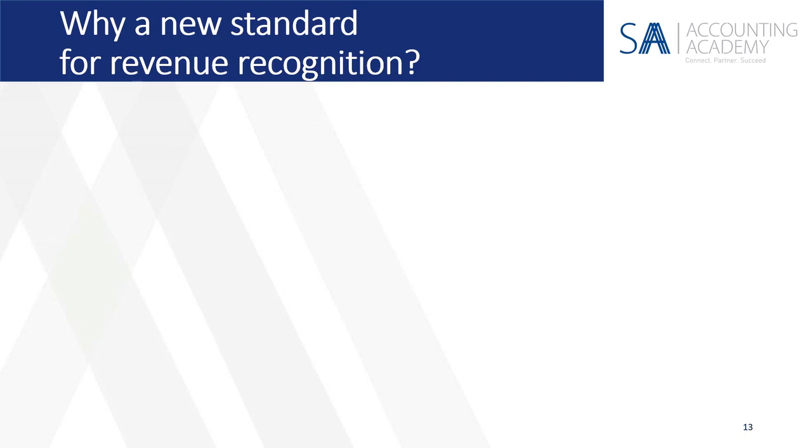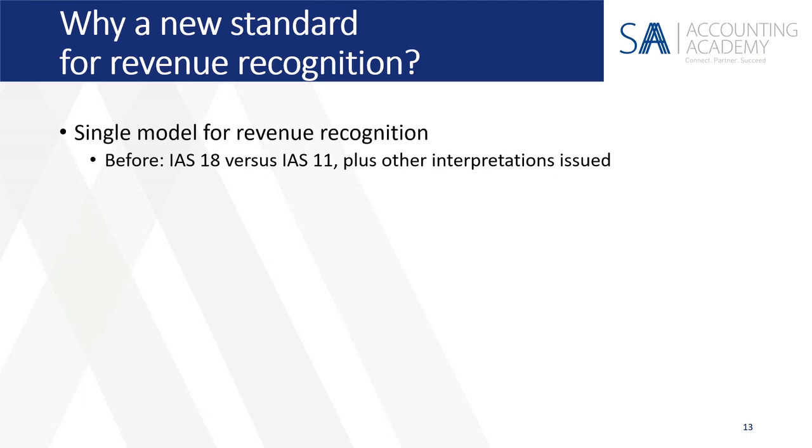All right, now the question should be asked, why a new standard for revenue recognition? And as you can see from the previous slide, a single model for revenue recognition is obviously ideal. So before, we had to consult various different documents and pronouncements and interpretations and all of those things just to make sure what the actual revenue recognition principles were. But now we have IFRS 15, and that is it. So all the answers that we seek are supposed to now be contained within one document, which is a good thing.